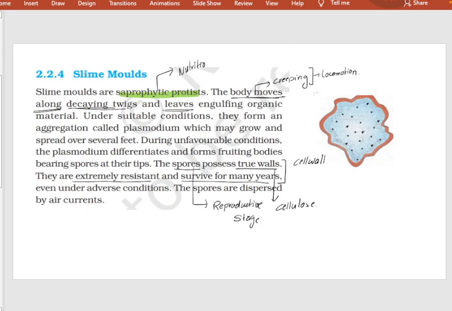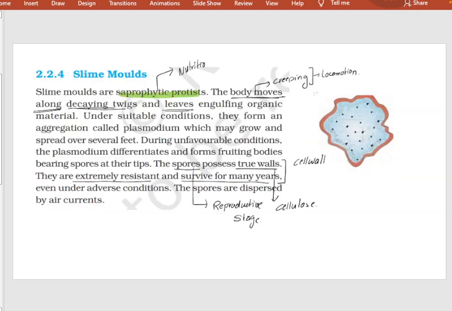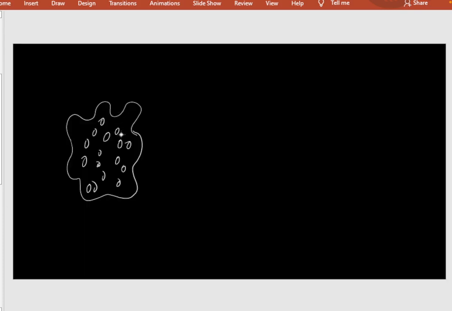Very important point. This is the plasmodium. What is the structure of the vegetative body called? Like amoeba it is there. It is multinucleated, many nuclei are there. Is a cell wall there? No cell wall. Multinucleated.